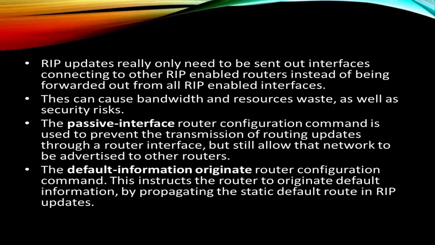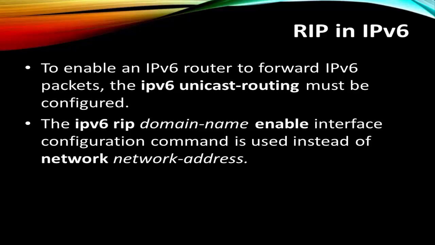And we use default-information originate to instruct the router to propagate the static default route in RIP updates generated in the interface. As RIP also exists in IP version 6, we must enable IPv6 unicast routing, and instead of using the network address command, we use the ipv6 rip domain-name enable command to configure a network address.